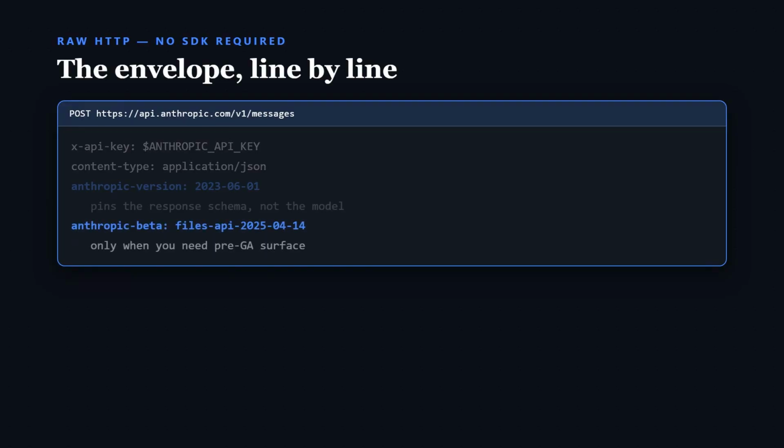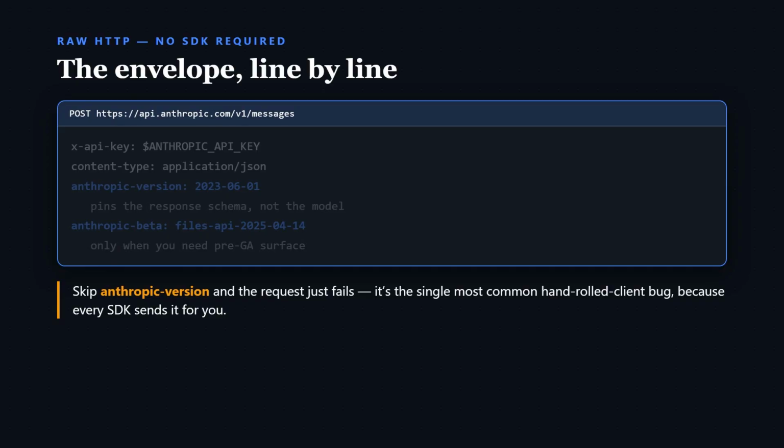Beta is a completely different lever. It opts you into surface that hasn't gone generally available yet, and it's comma separated if you need more than one. Skip anthropic-version and the request just fails. It's the single most common hand-rolled client bug, because every SDK sends it for you and hides that it's even there.